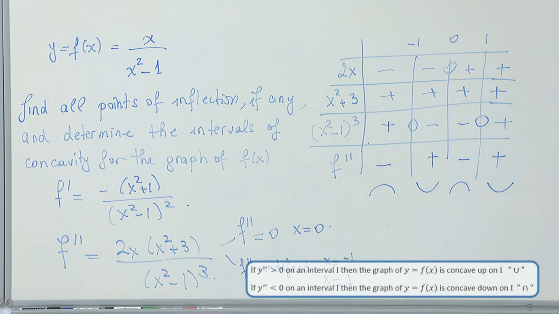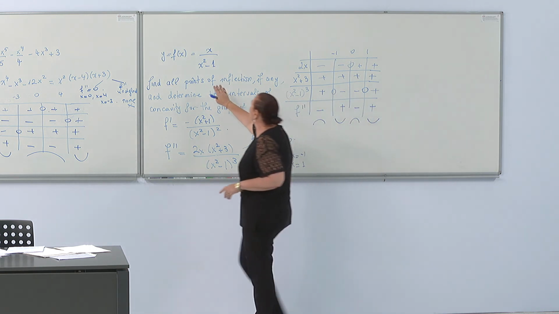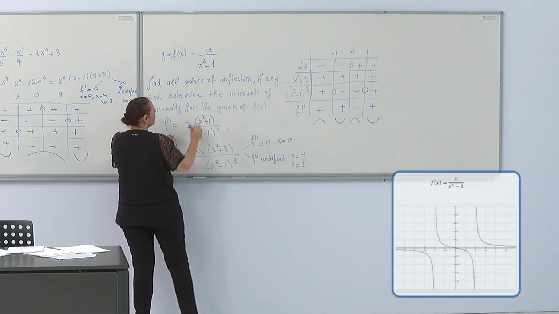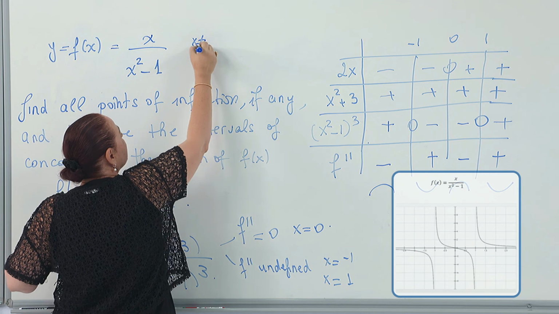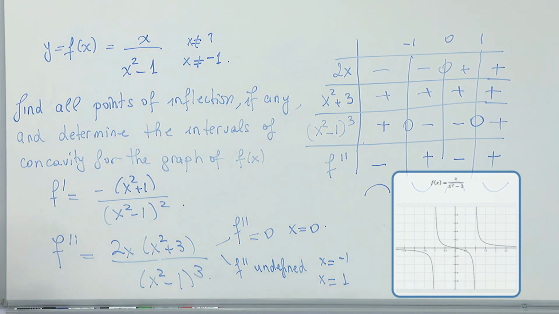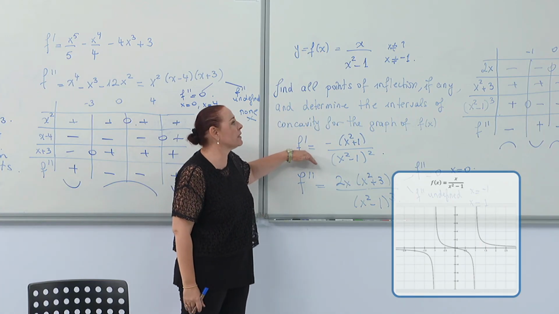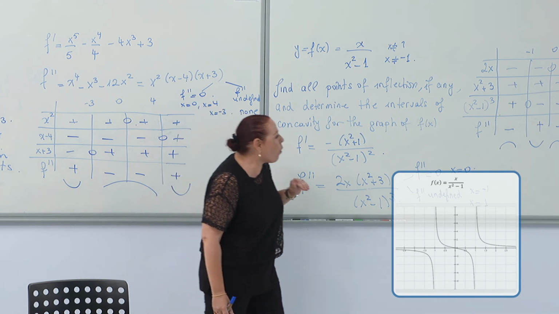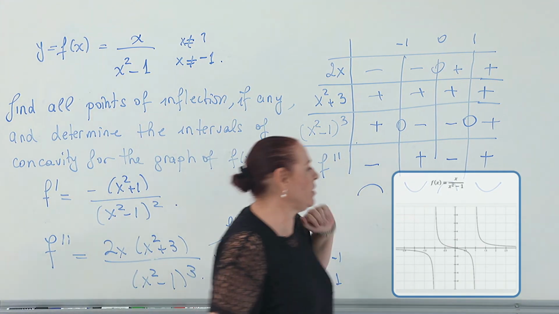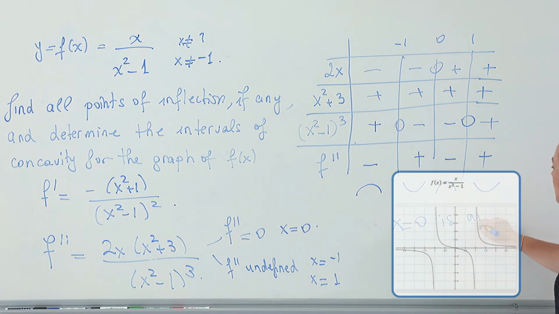At first sight, it seems like we have 3 inflection points. But let's go back and look at our function and the first derivative. You can see that the function is not defined at minus 1 and 1, and it doesn't have a tangent line at minus 1 and plus 1. So although concavity changes, the only inflection point is x equals 0.